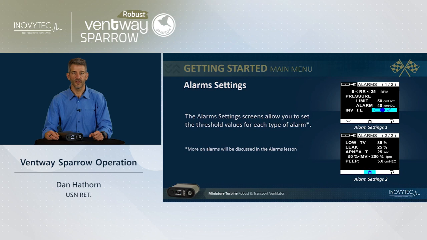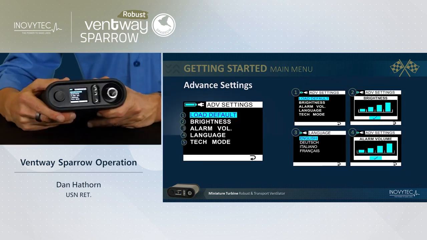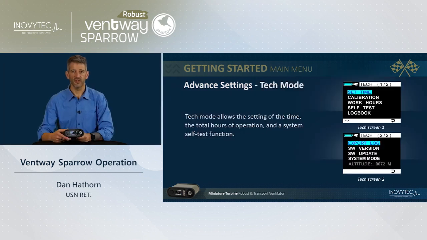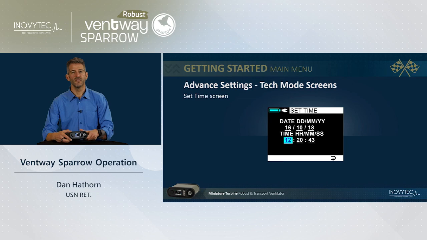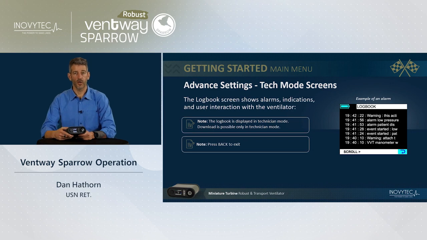Alarm settings. The alarm settings screen allow you to set the threshold values for each type of alarm. Advanced settings. Load default, brightness, alarm volume, language, tech mode. Tech mode allows the settings of the time, the total hours of operation, and a system self-test function. Advanced settings. Tech mode screens. Set the time screen. Work hours screen. The logbook screen shows alarms, indications, and user interaction with the ventilator.